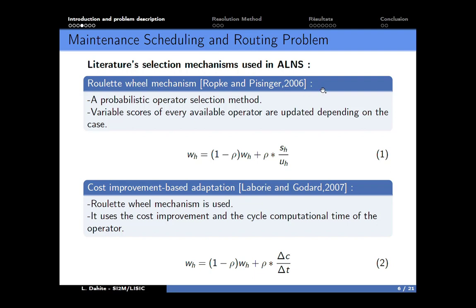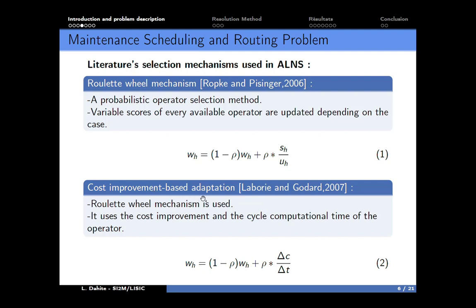It is a probabilistic method where the score S_H of the heuristic is increased depending on three cases: the best solution is improved, the current solution is the only one improved, or the new solution does not improve the current solution, but it is accepted with a probability.